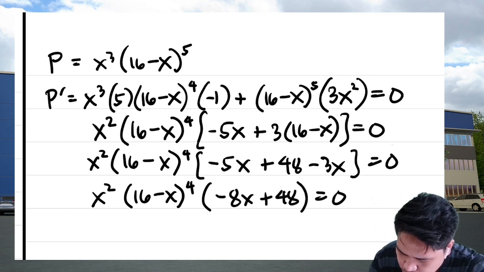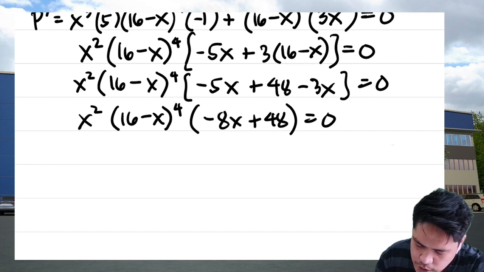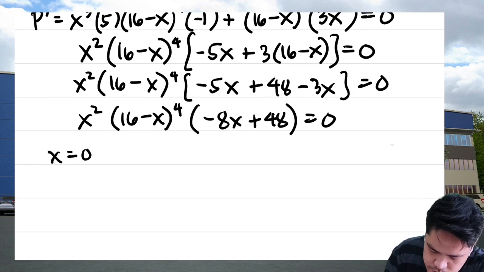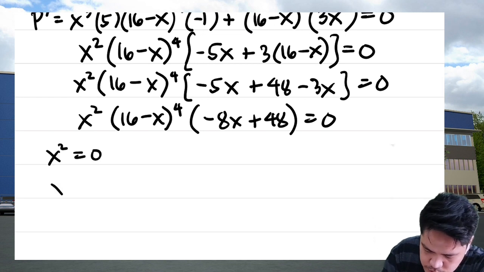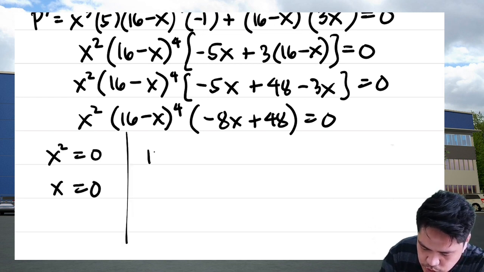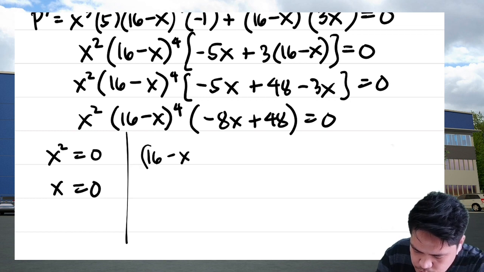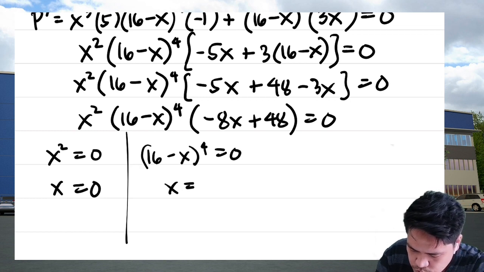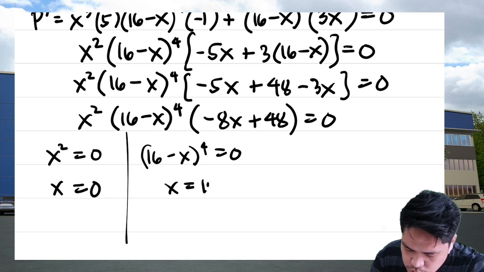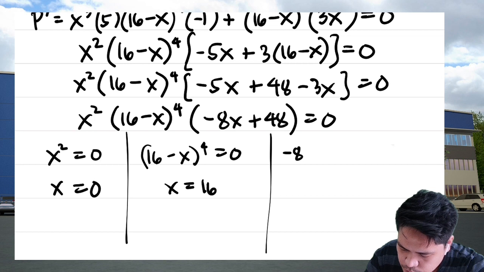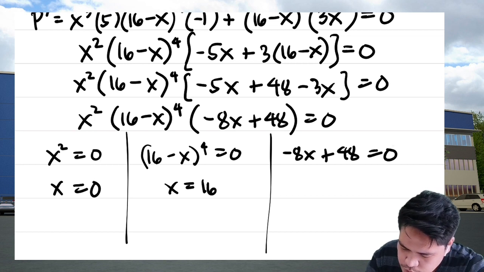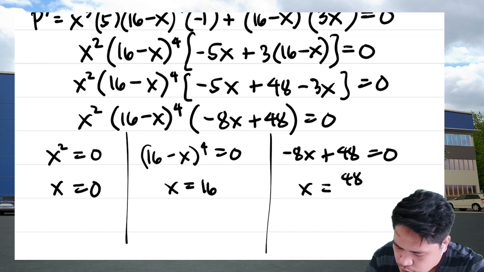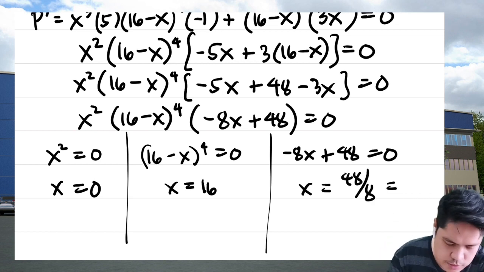So we'll have three values for x. If x squared is equal to 0, then x is equal to 0. If 16 minus x raised to 4 is equal to 0, then x is equal to 16. And if negative 8x plus 48 is equal to 0, then x is equal to 48 over 8, which is 6.